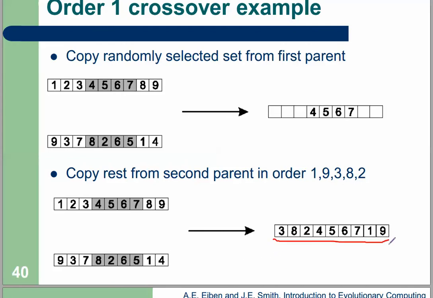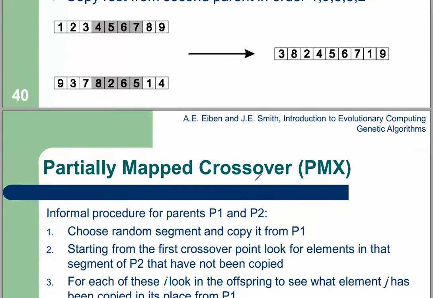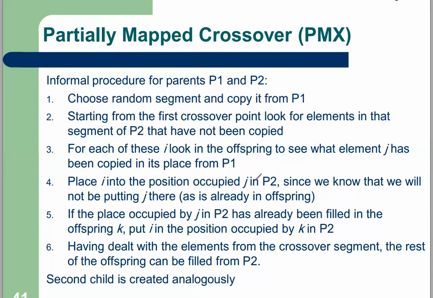For the second child, we have the same method, but we swap parent 1 and parent 2. We copy the values from parent 2 and fill the other empty locations from parent 1. It is named order 1 crossover. Another version of crossover for permutations is named partially mapped crossover.